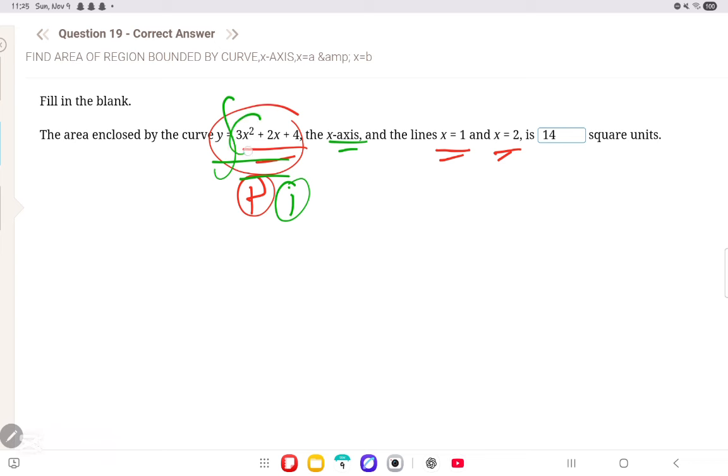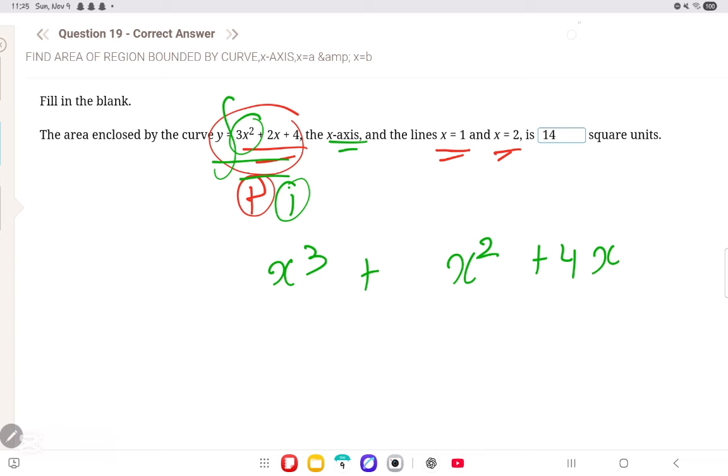So let's integrate the curve. This would be 3x^3 over 3, so basically x^3. This would be 2x^2 over 2, so basically x^2. And this would be 4x^1 over 1, which is 4x. Okay, this is the integration, right?